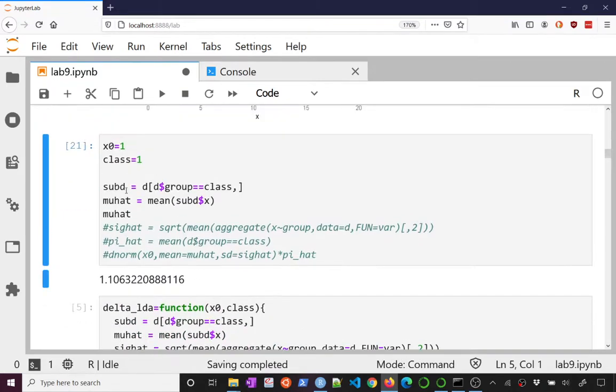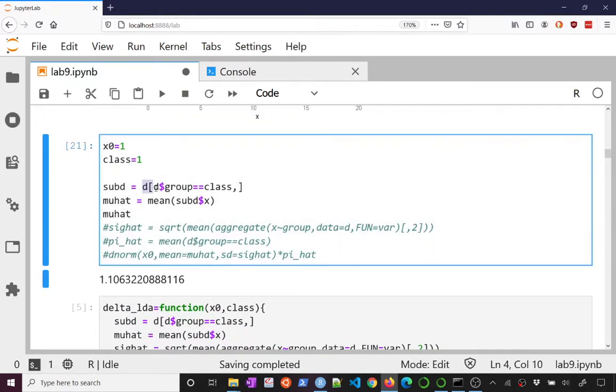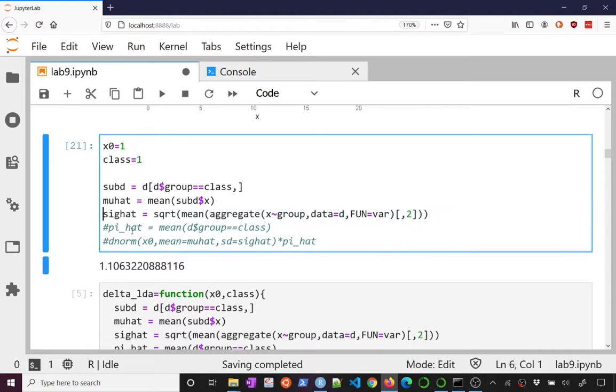It's about 1. So this is of my training data. In this lab, we're not going to get into training and testing. We're just going to do everything in the training data, right? So this would be my mu1. I need a sigma hat.